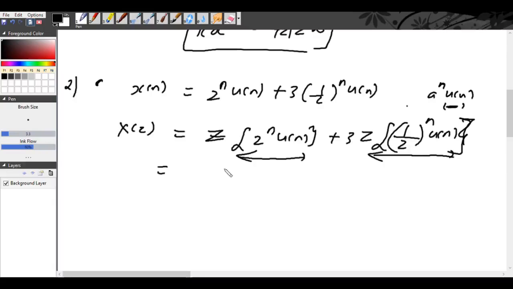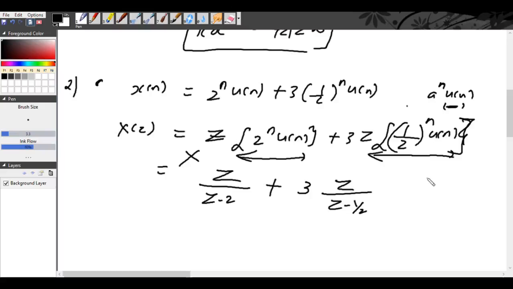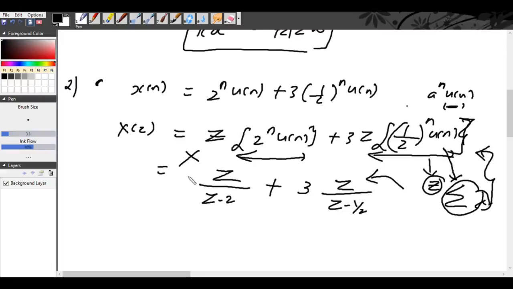So by keeping that in mind, I'm just cutting short the steps, but you cannot do it like this for the exam. Okay, I'm just saving my time. So z by z minus 2 plus 3 into z by z minus 1 by 2. How will you do that in your notebook? In your notebook, you have to write the z transform formula, replace the x of n by the given equation, then use the infinite summation series and write the formula, and you'll get this particular step. These things I have already explained in the previous episodes.